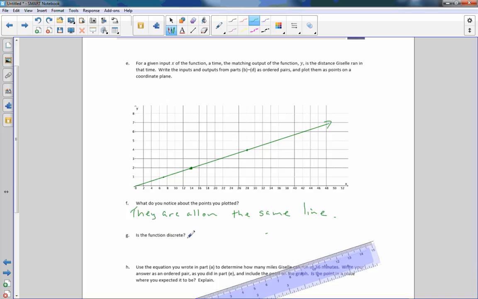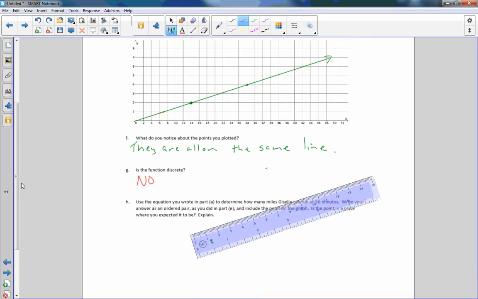Is the function discrete? Okay, keep in mind what discrete means. That means x can only be integers. Our values we substitute in can only be integers, and the answer is no. I can type in 6.1 and I would be right on the line right here. 6.1 is not an integer, therefore this function is not discrete.